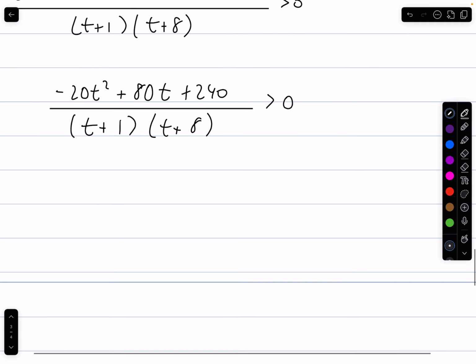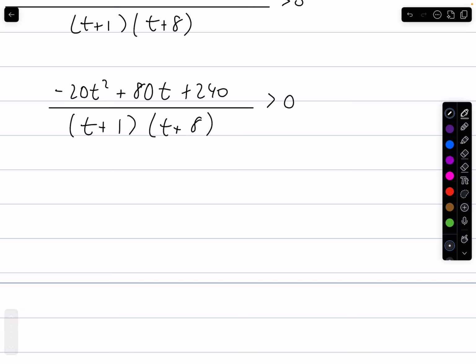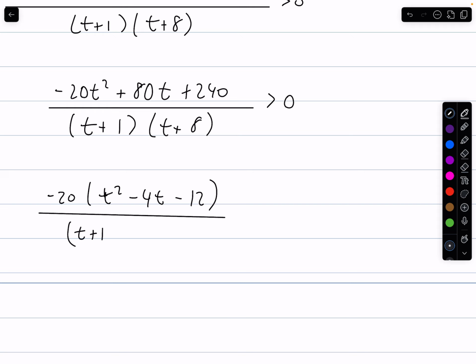Okay, cool. Now, in the numerator, I can see it's a quadratic, but I do know I can factor out a negative 20 from the top. So we can get t squared minus 4t minus 12 over t plus 1, t plus 8.